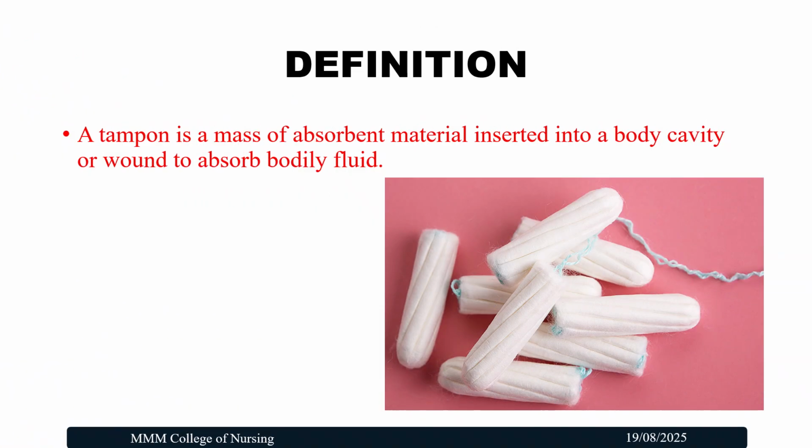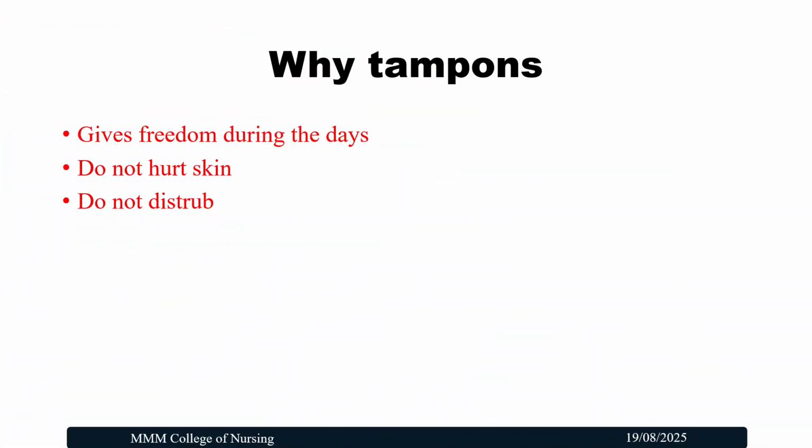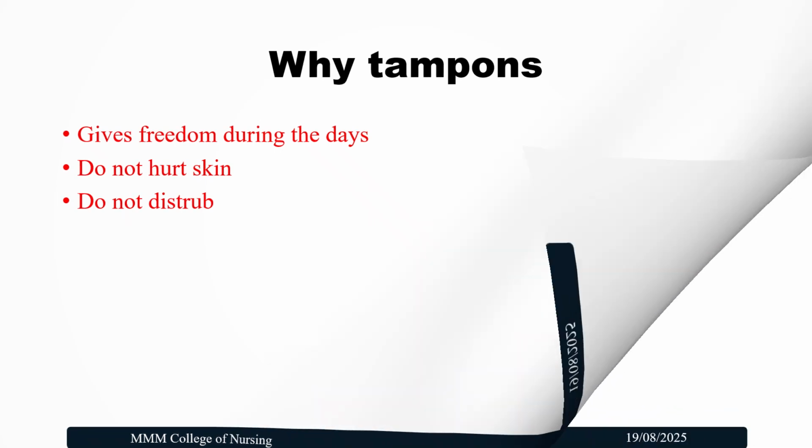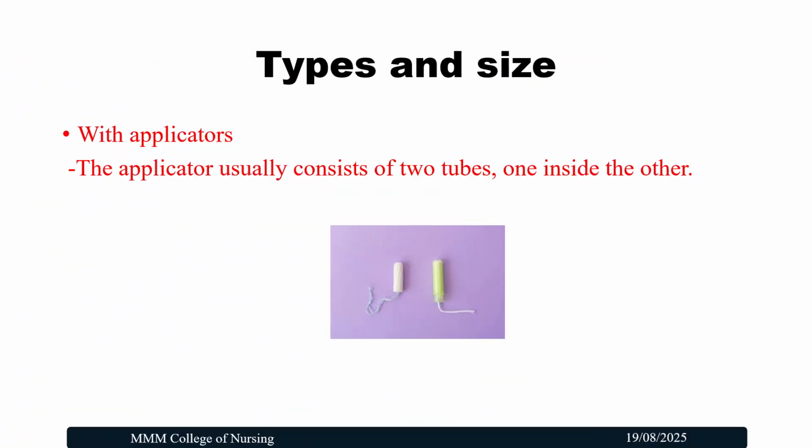What is a tampon? A tampon is a mass of absorbent material inserted into a body cavity or a wound to absorb bodily fluid. Tampons are used because they give freedom during the days, do not hurt the skin, and do not disturb the person.